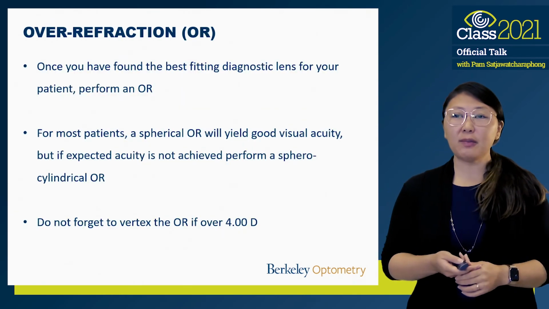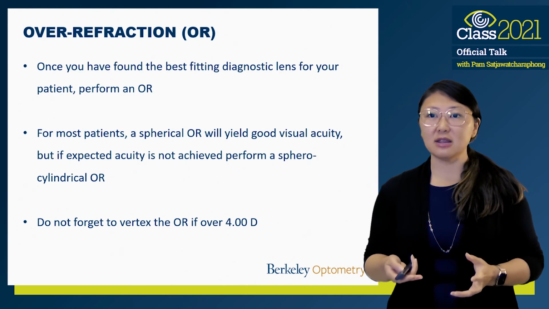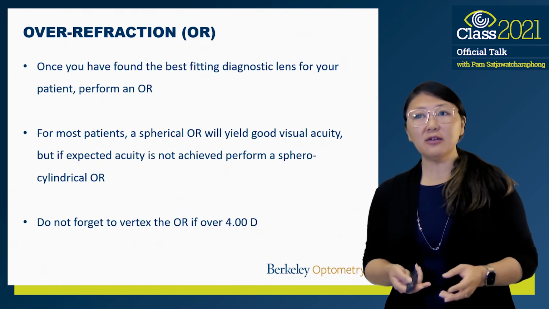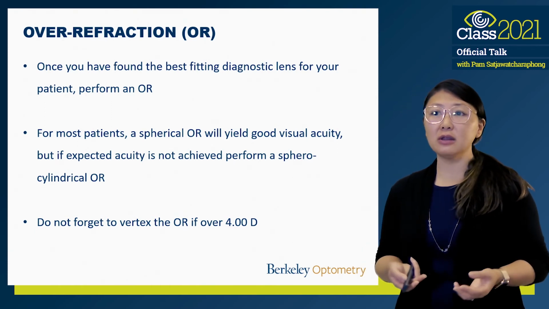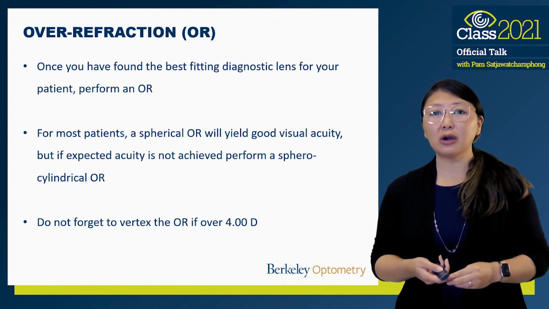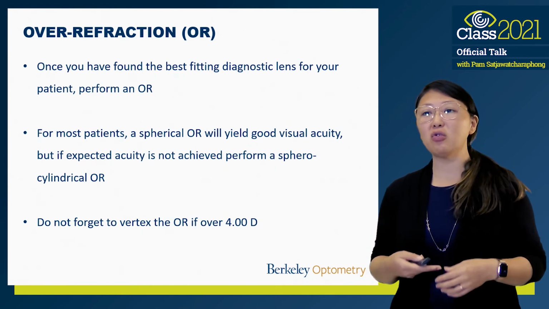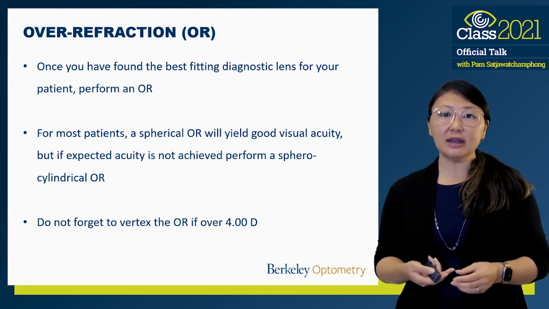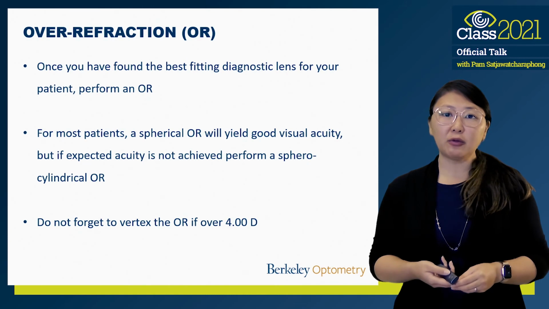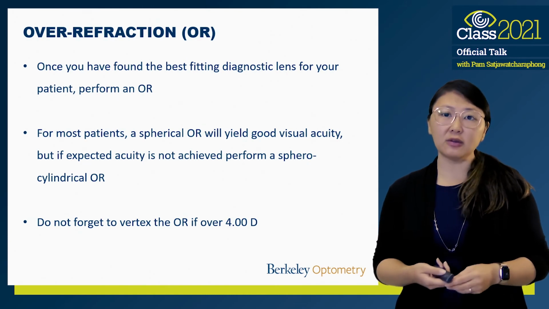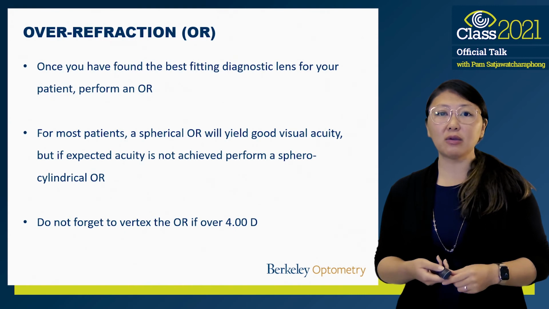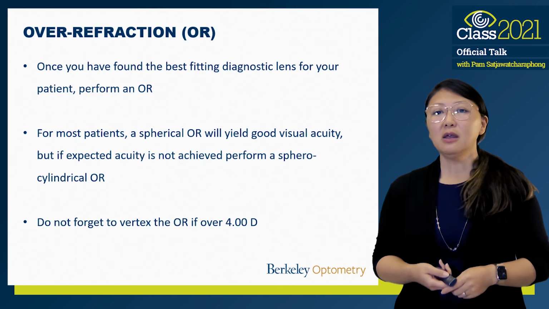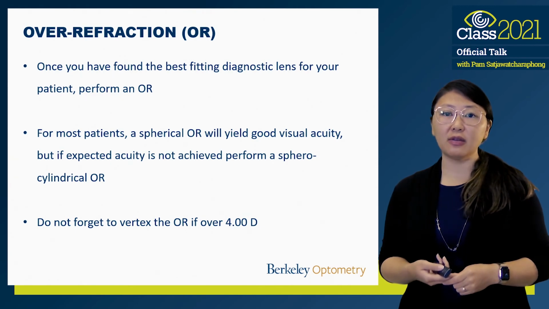So, once you've found your best fitting diagnostic lens on your patient, then you're ready to perform your over-refraction, or your OR. For the majority of patients, just a spherical OR should yield pretty good visual acuity because you are going to be using that tear lens to correct their corneal astigmatism. However, in some cases, if you're not getting the expected acuity, you may want to perform a SCOR, or a spherical cylindrical over-refraction, and see if there's any residual astigmatism there that may be from other causes such as the lens. Don't forget, you may need to vertex your over-refraction if it's over 4 diopters.